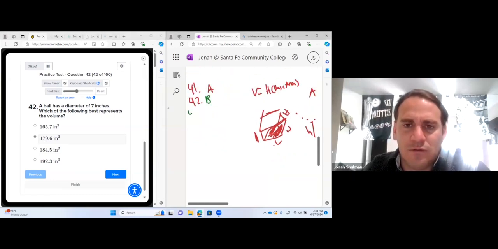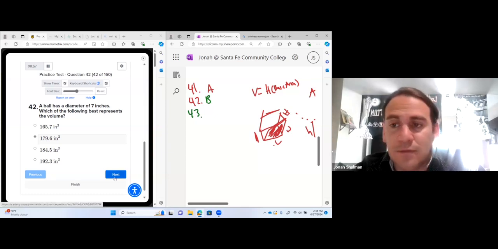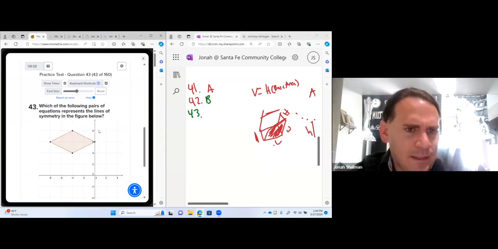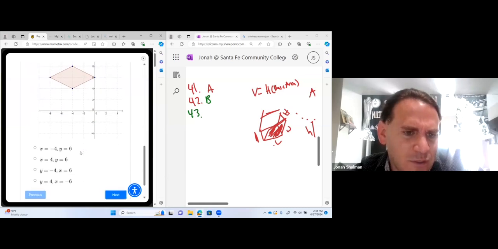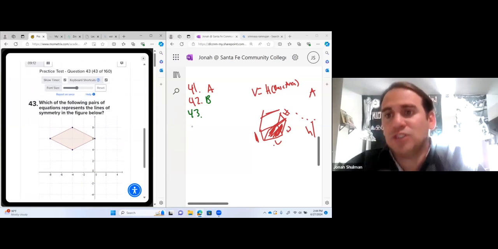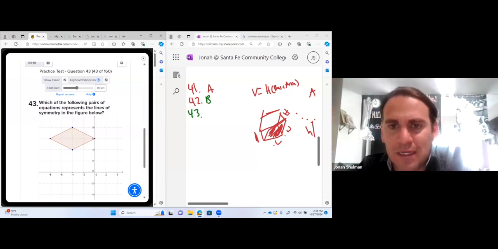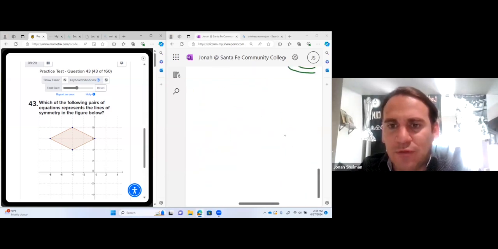Let's keep it going. Let's go to 43. First two were formulas. I will go over all of them. All right, so which of the following pairs of equations represents the lines of symmetry in the figure below? Okay, so lines of symmetry. Lines of symmetry just means, can we fold it and all the points match? We fold these points, will all the points match? So we have this shape for 43, right?